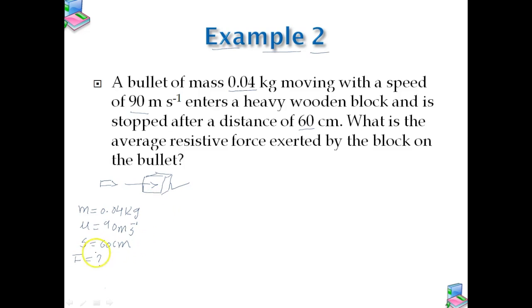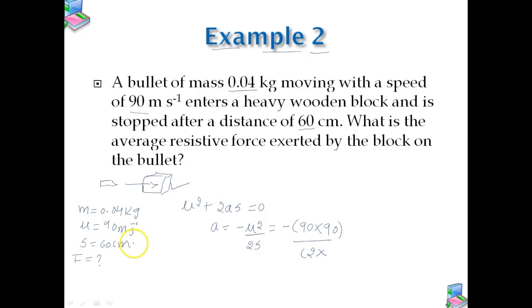Before finding the resistive force, we need to find the acceleration, because the product of mass and acceleration gives the resistive force F, isn't it? According to the second law. From the equations of motion, we know v square equals u square plus 2as, and v is equal to 0. From this we get the value of a as minus u square by 2s, isn't it? We know the initial velocity is 90 meter per second, and the distance is s.